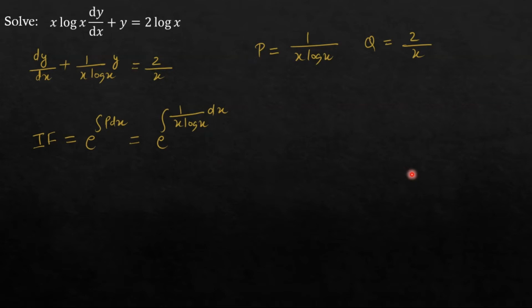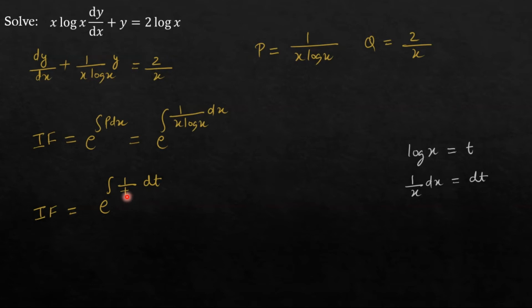Let us assume log x is equal to t. Here t is the new variable. Differentiate both sides: 1 by x dx is equal to dt. So here we have a term 1 by x dx, and I will replace it by dt. So the integrating factor is e raised to the power integral 1 by t dt. Here the value of dt is equal to 1 by x dx, and log x is equal to t. So I have replaced t here.